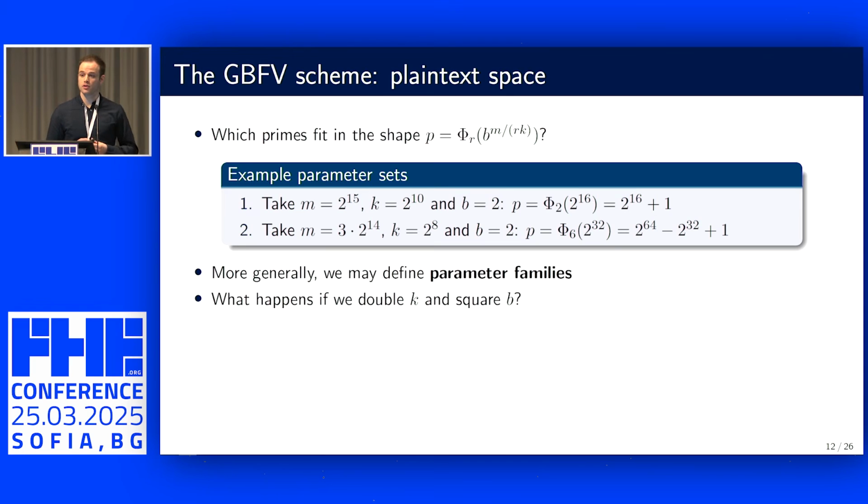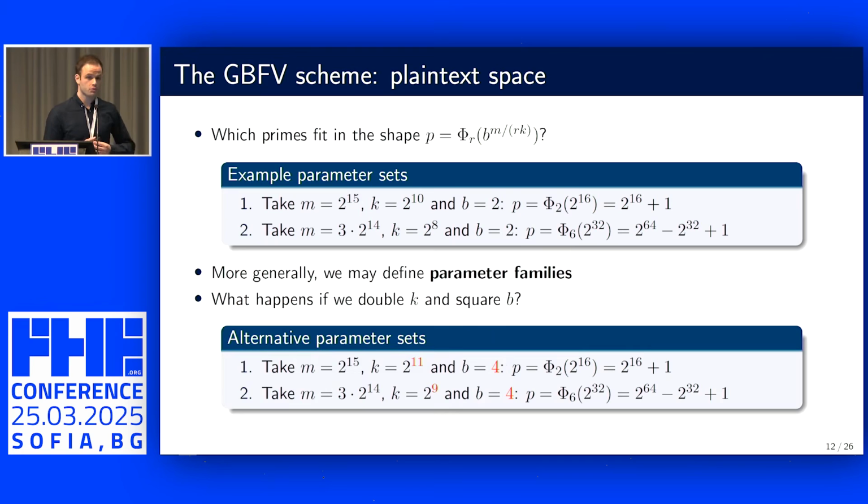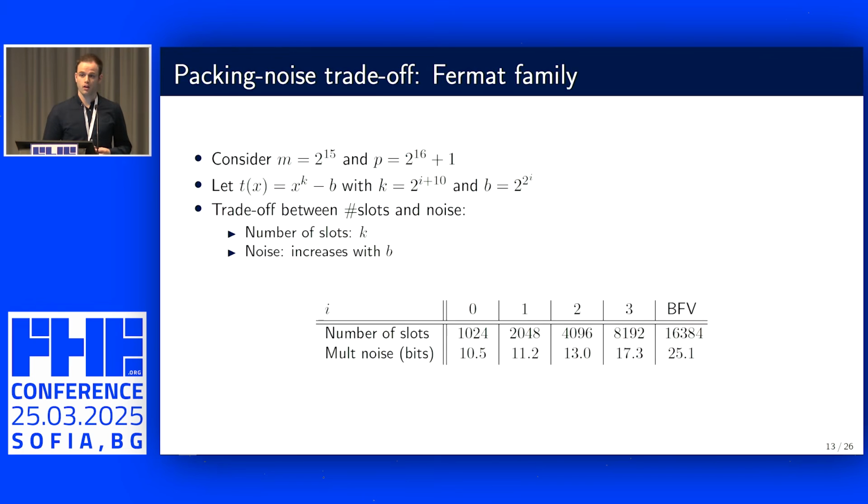Now, more generally than just defining these individual parameter sets, we can also define parameter families that all use the same prime. To do that, observe what happens if we double k and if we square b. I mark the changes in red, and as you can see in the second box, we will get exactly the same prime numbers. To illustrate the concept of these parameter families a little bit more, I made this comparison table for the Fermat parameter family.